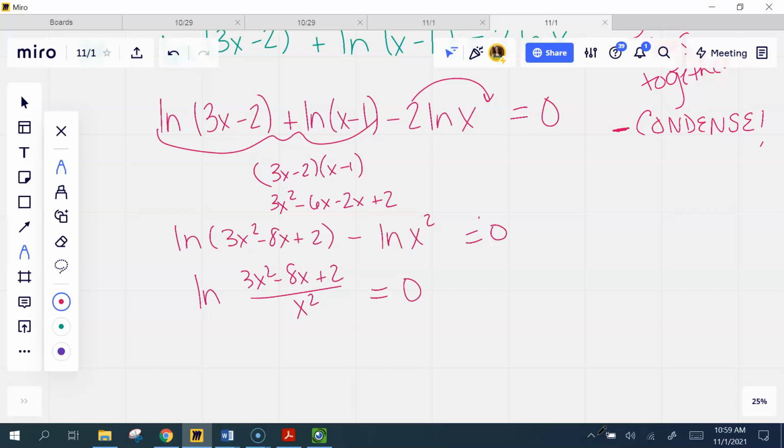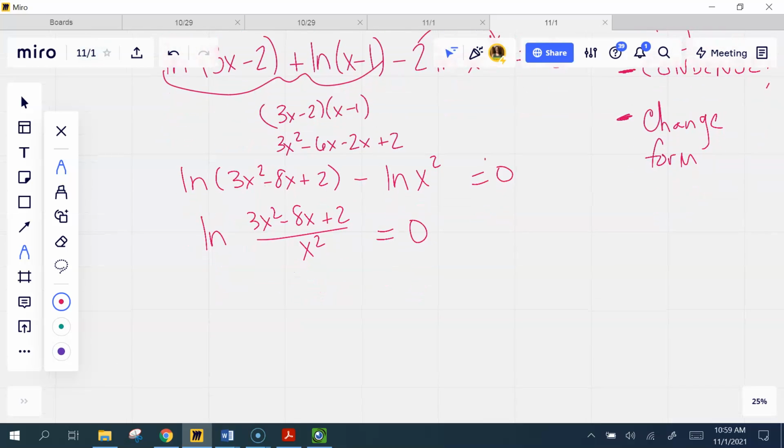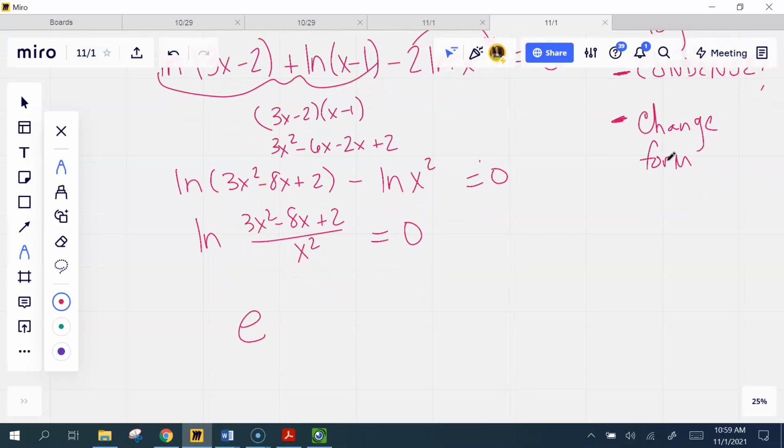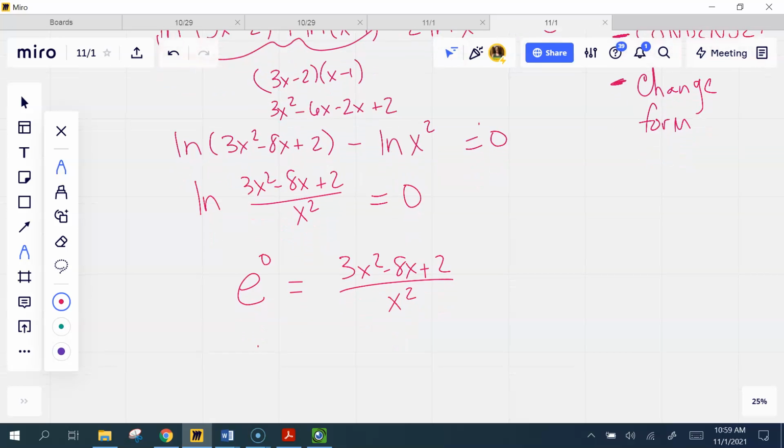So now what I'm going to do, once you've condensed down to just one log, I'm going to change the form to solve. What's the base? E. What's the exponent? 0. Equals that. E to the 0 is what? 1. So what I'm looking for is where this equation equals 1.